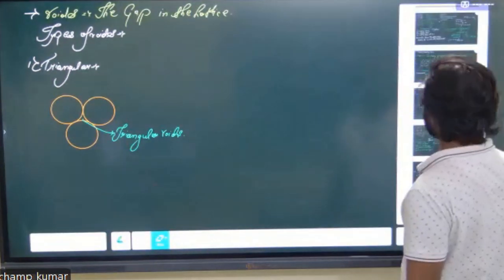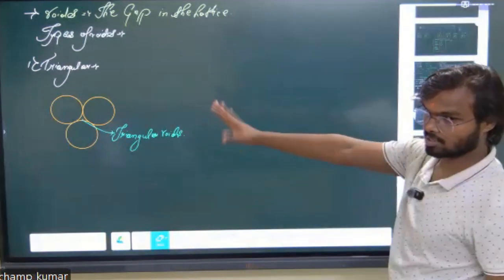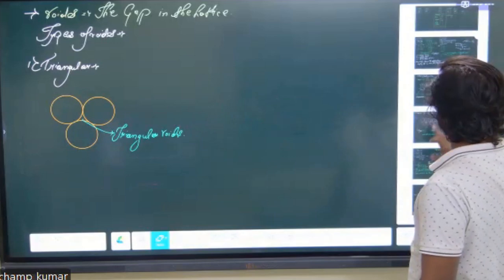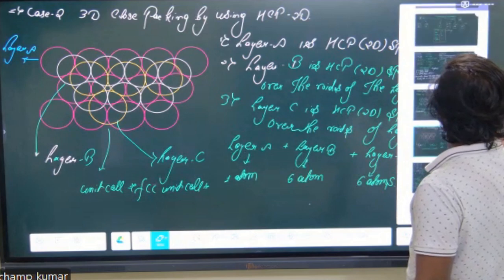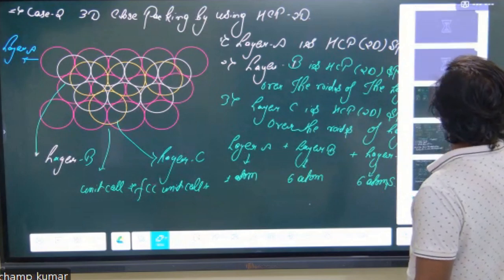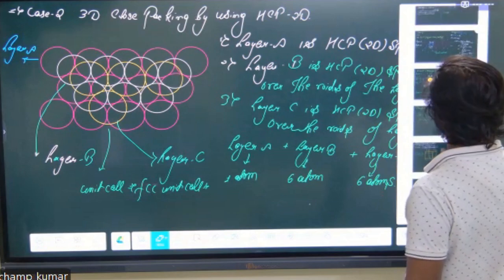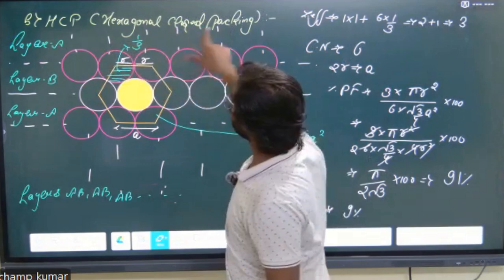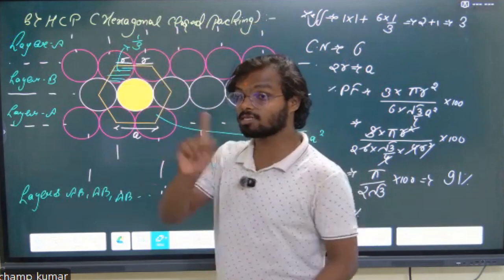First thing, it will not be formed in 3D because it is a 2D type of void. It is not in 3D voids. Let me show you. This is a 3D void, it can't be formed here. See, it is formed in hexagonal closed packing in 2D, not in 3D.